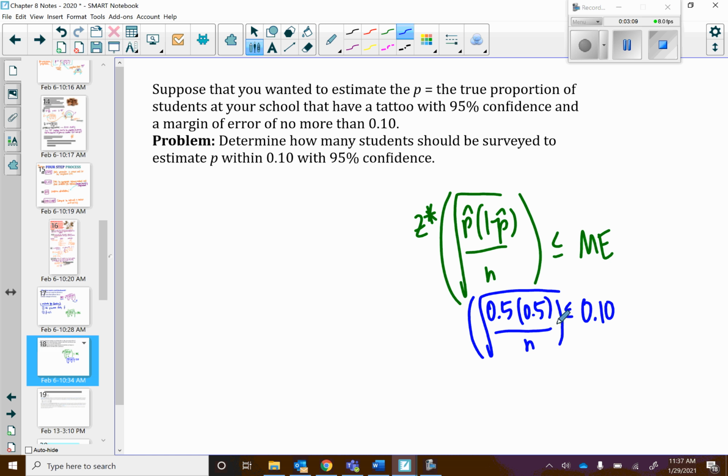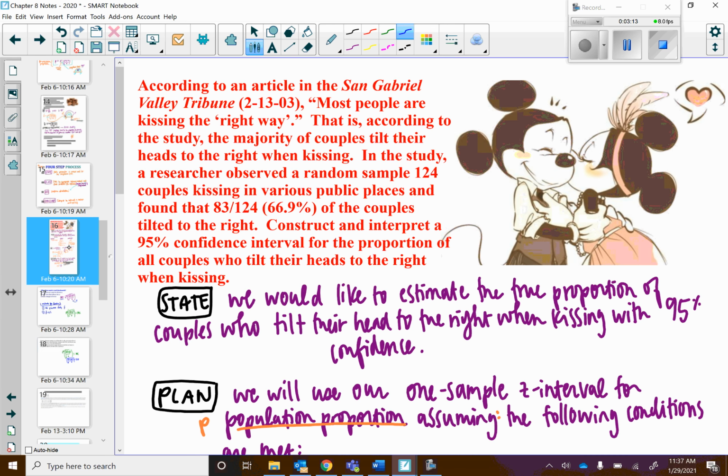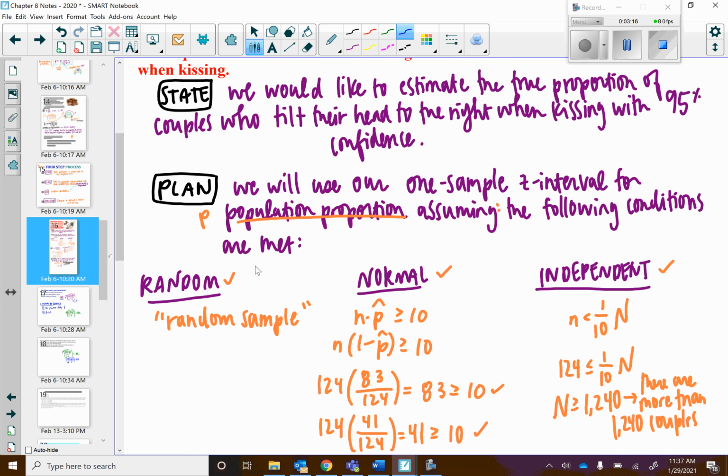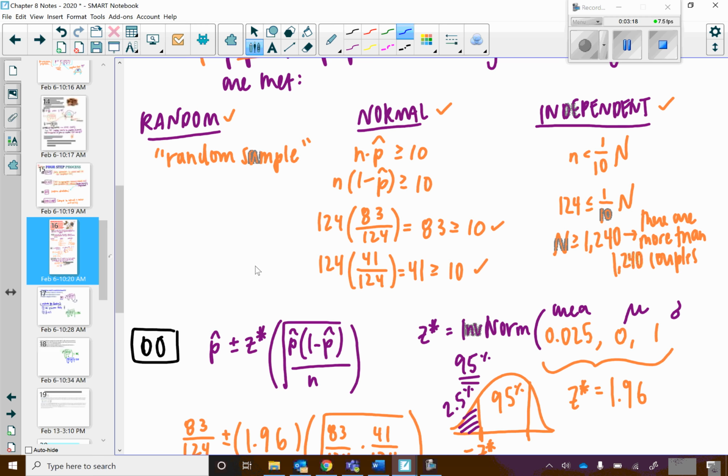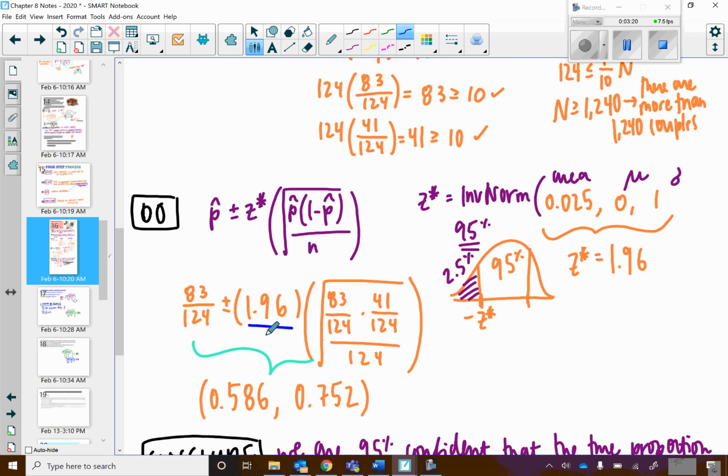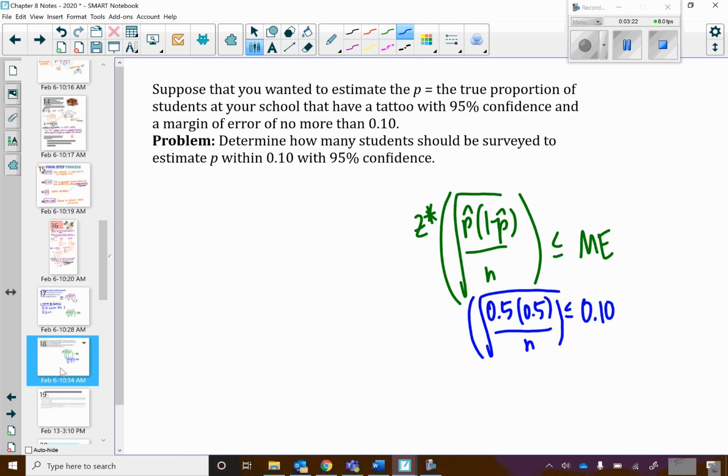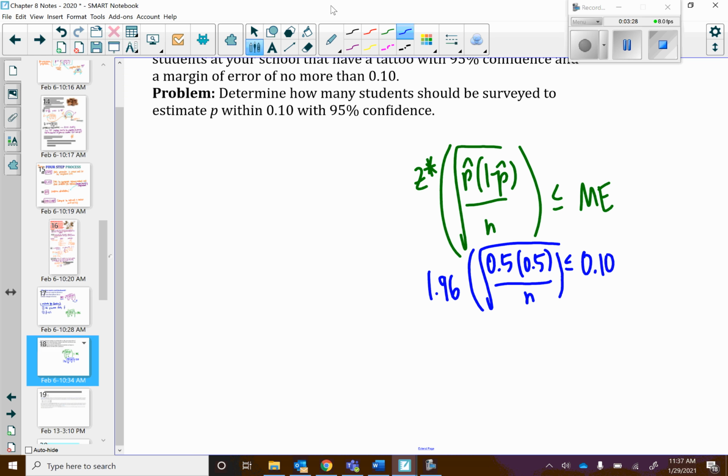So if I want 95% confidence, I believe we just found that in the last example, right? This one was 95% confidence. So I'm going to actually just go back and look to see, oh, 1.96. So 1.96. I have set up my inequality, and now this is really just algebra. Not saying it's easy algebra, but that's what it is. We're solving for n. I would start by dividing both sides by 1.96.